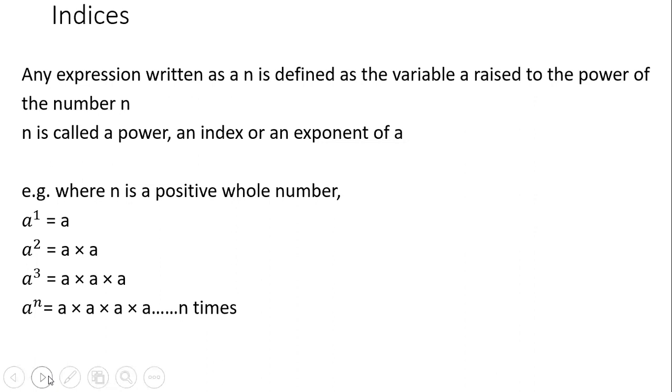Any expression written as a^n is defined as a variable a raised to the power of the number n, and n is called a power, or we can call it an exponent of a, or we can also call it an index.